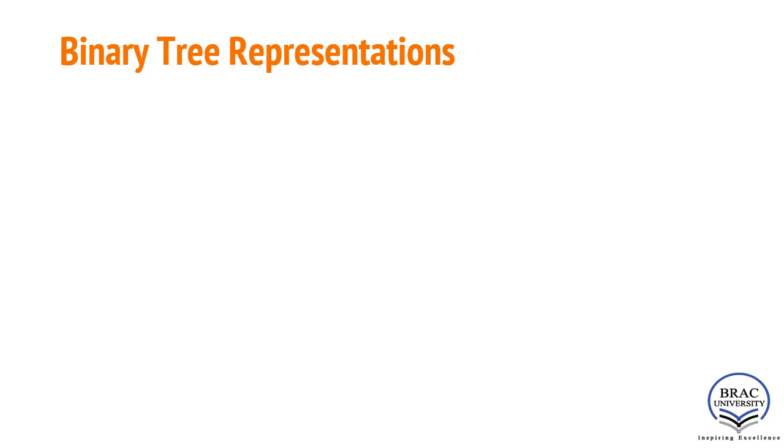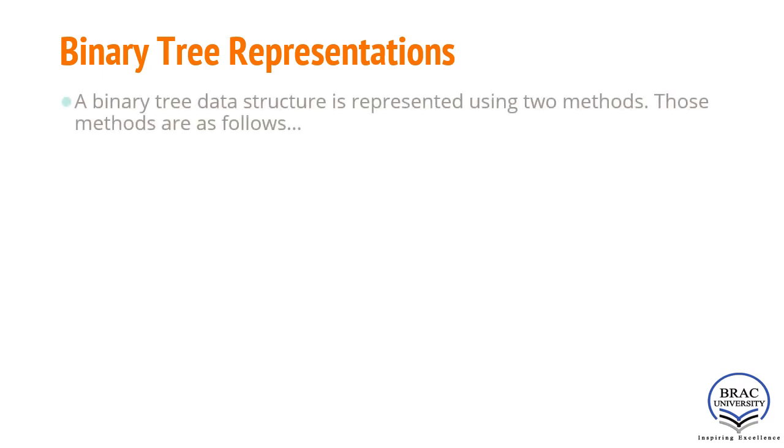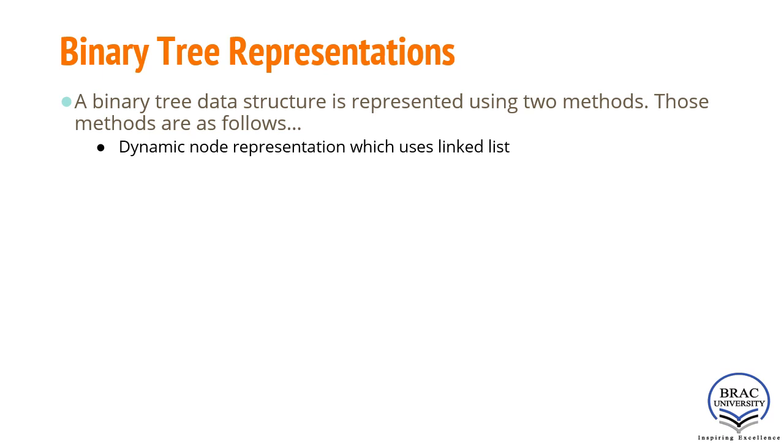All of the previous lectures are related to mainly theoretical concepts of binary tree data structures, but now we need to know how to represent a binary tree, or how to write a code actually. So a binary tree data structure is represented using two methods. Those methods can be, number one is dynamic node representation, which uses linked list, and second one is sequential representation approach, which uses array data structure.